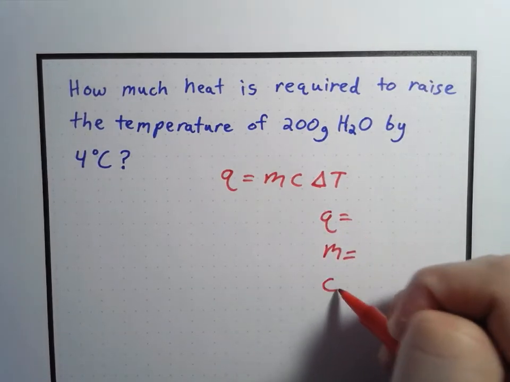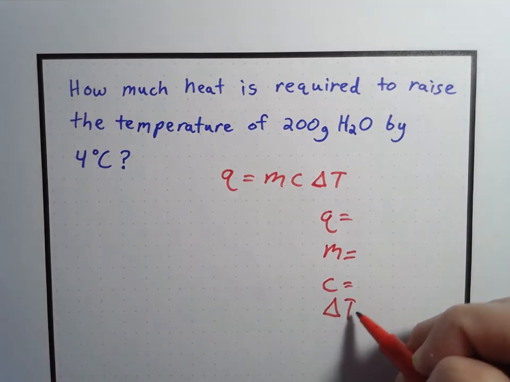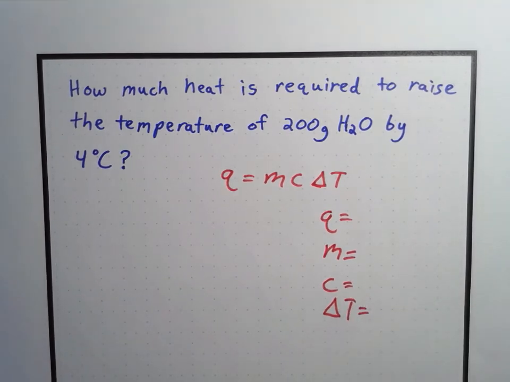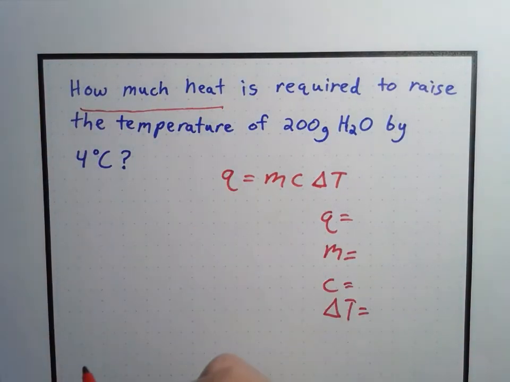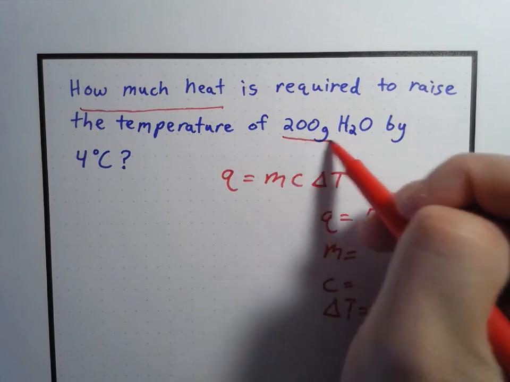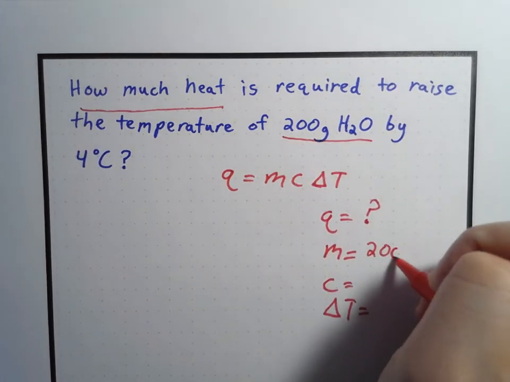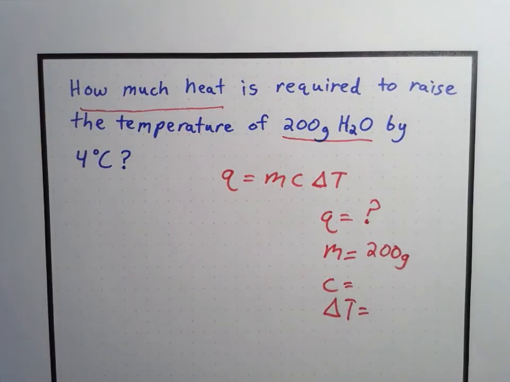I'll make notes of the 4 variables I'm dealing with. Now the question asks how much heat. So I don't know what Q is. That's the whole point of the problem, solving for Q. Now I should have the other 3. So let's look. 200 grams, that's a mass. And I do not see a specific heat, and we'll talk about why that is in a second. But I do see that the temperature is increased. So I'm raising the temperature by 4 degrees Celsius.